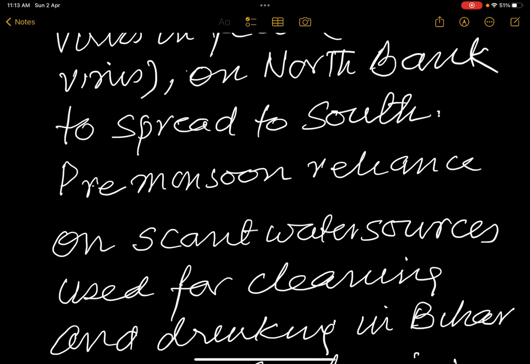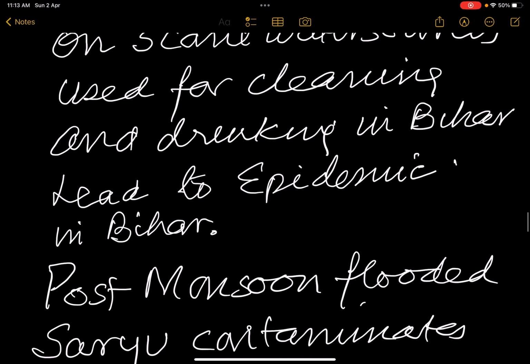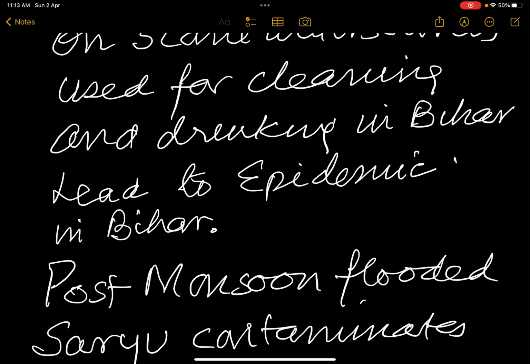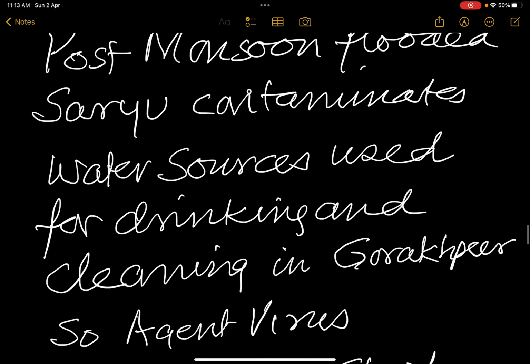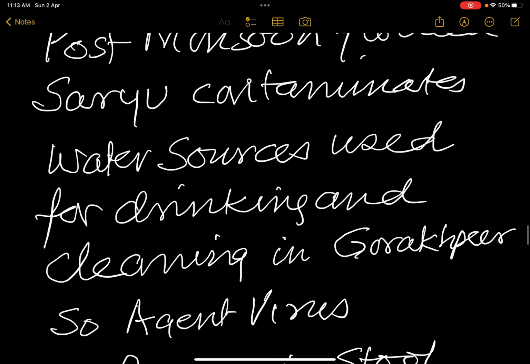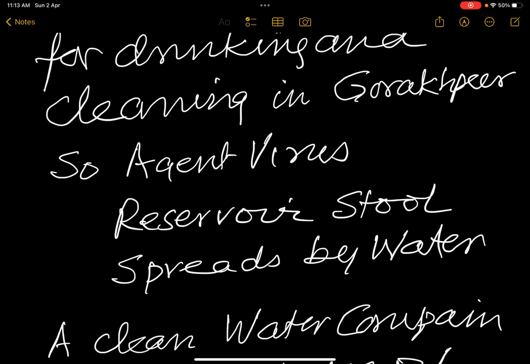Pre-monsoon epidemic in Bihar is because of reliance on scant water sources used for cleaning and drinking in Bihar. And this leads to the pre-monsoon epidemic in Bihar. Post-monsoon flooded Saryu contaminates the water sources used for drinking and cleaning in Gorakhpur. So the agent is virus, reservoir is stool, spread is by water.